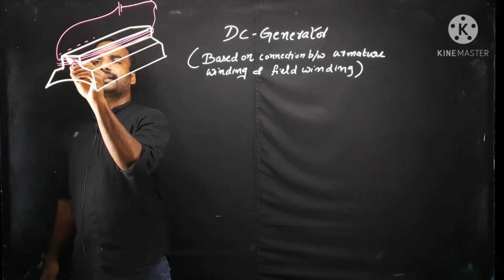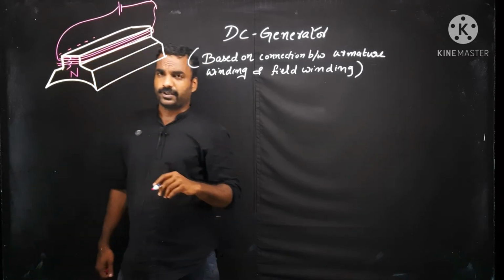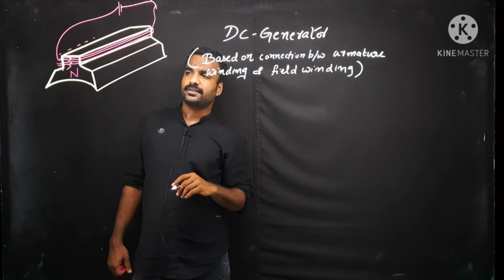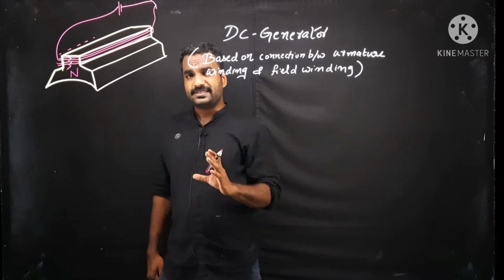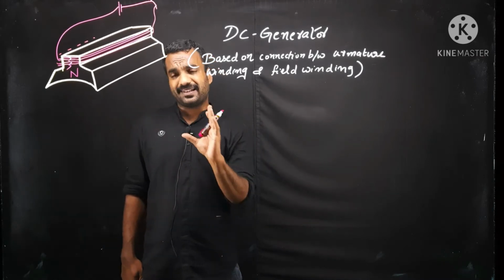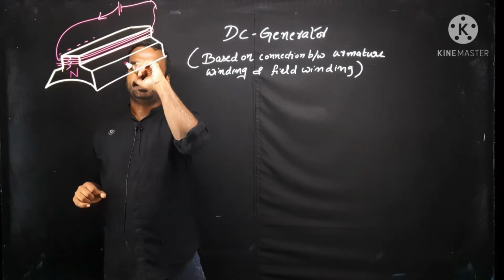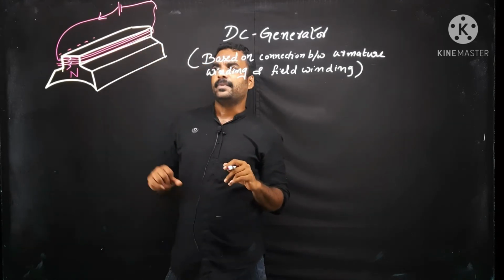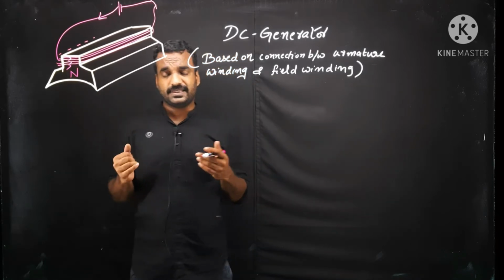Then only current will pass and some polarity is induced on it, so that north pole and south pole will be always steady. They will not alter their polarity because we are giving direct current DC. Its direction will be always same. If the current direction changes, polarity will also change.